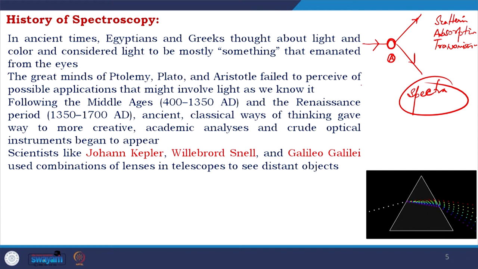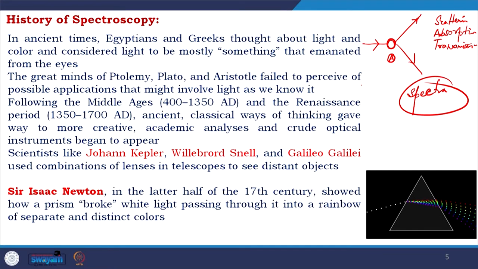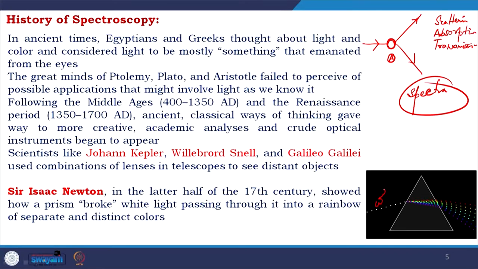Scientists like Johann Kepler, Willebrord Snell and Galileo Galilei used combinations of lenses in telescopes to see distant objects. Sir Isaac Newton, in the latter half of the 17th century, showed how a prism broke white light passing through it into a rainbow of separate and distinct colors. That is the innovation which entitles him to be the father of spectroscopy. As you see here, white light is coming here and it's breaking into 7 different lights.